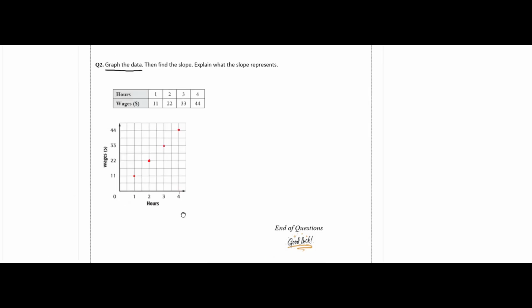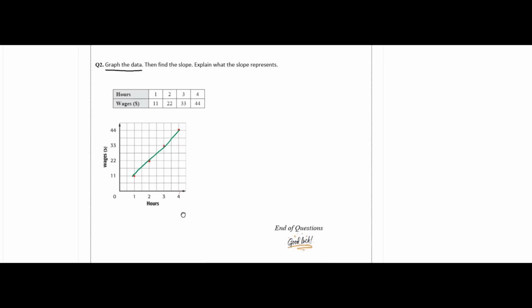Look at this question, what he said here. He said graph the data, then find the slope and explain what the slope represents. Okay, the table we have represent hours and wages. First he asked us graph the data here. Okay, easy. 1 and 11, 1 and go up, and 11 put dot. 2 and 22 is here. 3 and 33 will be here. 4 and 44 it will be here. After that we connect dots by ruler.